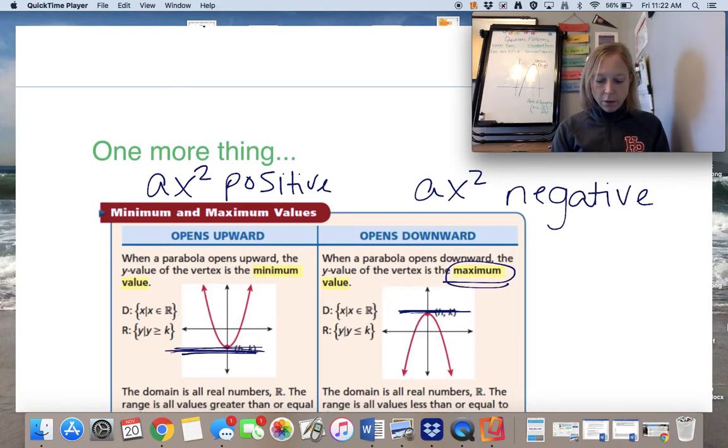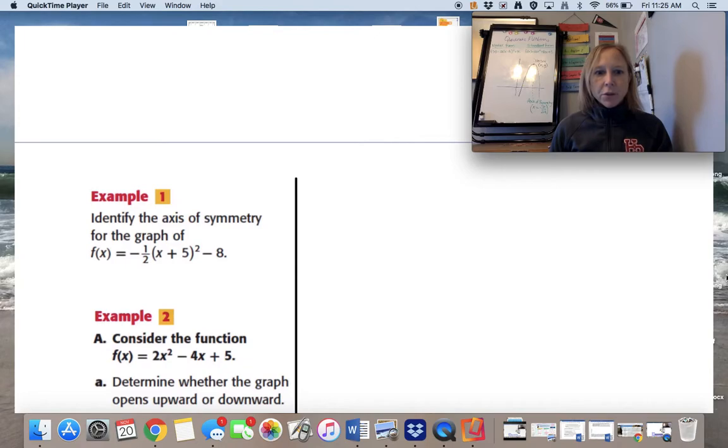So these things all go together. The a is positive, there's a minimum, and it opens upward. And then these other parts go together. If the a is negative, it opens downward, and there's a maximum. Okay, so if you wanted to make a little chart in your notes, that's how you could separate it out. So we'll try these first two examples together, and then I'll have you try the third one on your own.